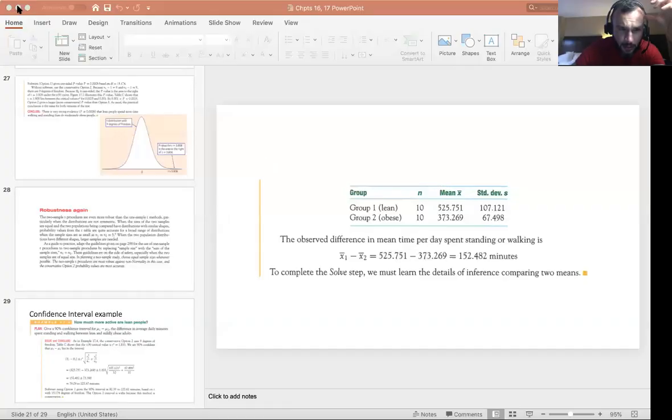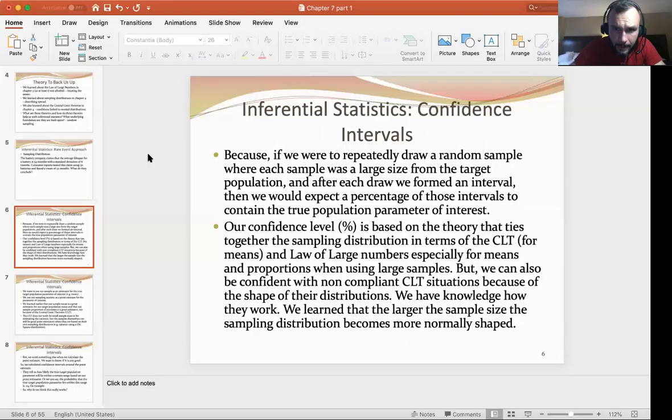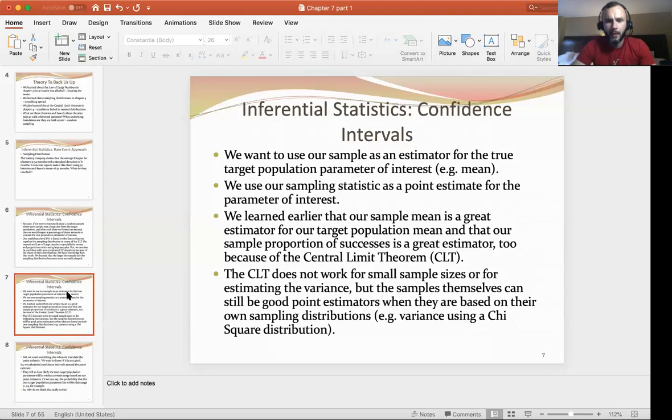So let me make sure I choose the right PowerPoint here now. This one. No, oh gosh, I've got too many windows open. Hang on just a second. I've got too many PowerPoints I was looking at earlier. Okay, let me close that one and go to this one here. There we go. Okay, that should be right.